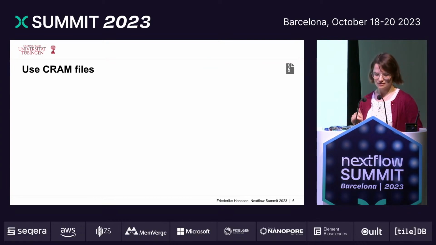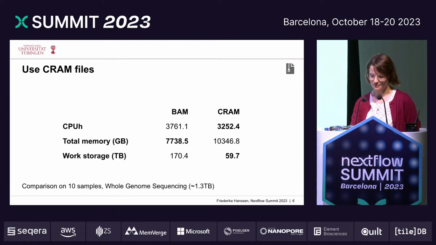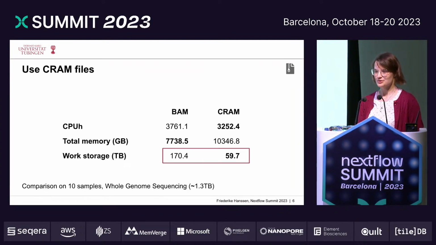But then 3 years ago now, actually, we tested all the tools, and it worked fine. So that's what we did. We converted the whole pipeline and then used CRAM files everywhere. And the thing we expected actually happened. The work storage got massively smaller when we took the same pipeline with the BAM and the CRAM implementation.